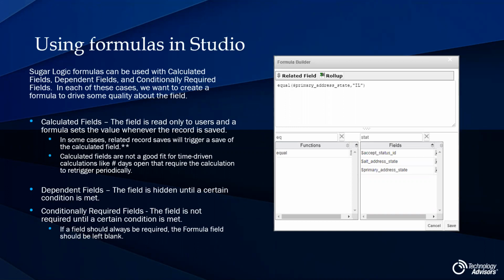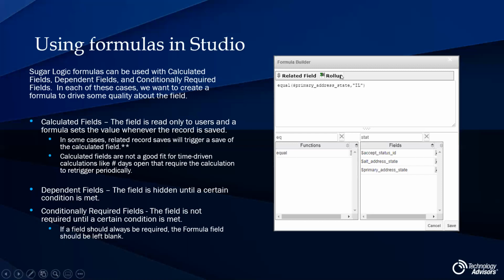It's got a couple of buttons I wanted to point out. In the upper left corner, you have related fields. So if you're on an account, or let's say you're on a contact, and you want to look at some field on the parent account, you could traverse that relationship by going to the related fields button and grab information from the account.